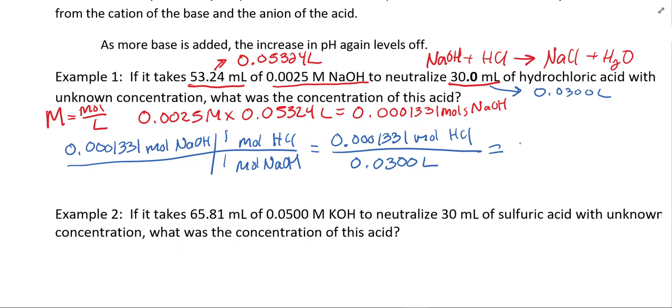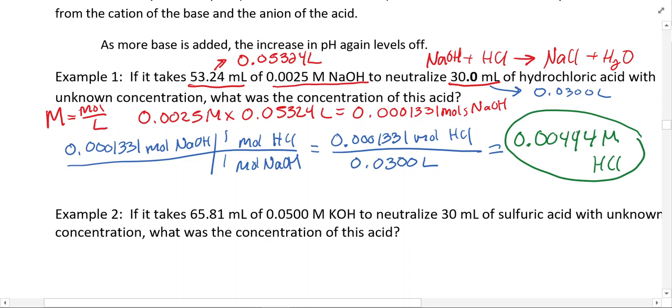So that gives us a final concentration of 0.00444 molarity of our HCl. So that would be our final answer. Notice I have 3 sig figs because the 0.0300 has 3 sig figs in order to determine our final concentration. So why don't you try the next one on your own and go from there.